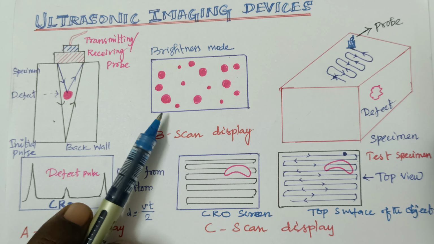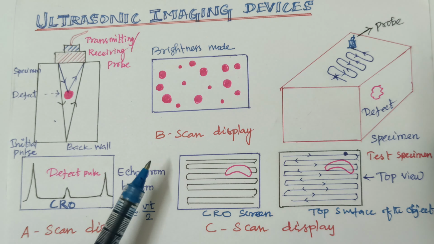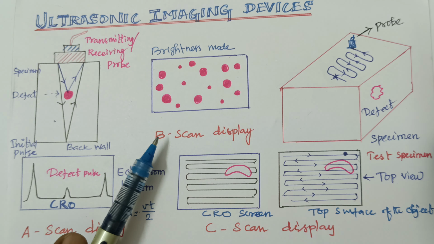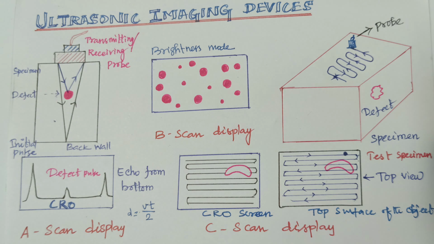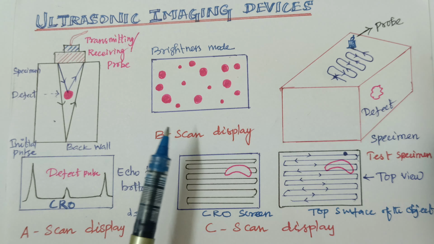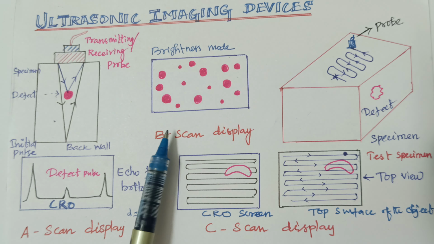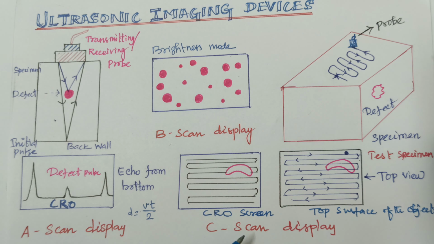The depth and shape can be determined, but the actual size cannot be found by using this B scan display. Its application in the medical field is to find the internal organs of the human body and so on. The third one is the C scan display.